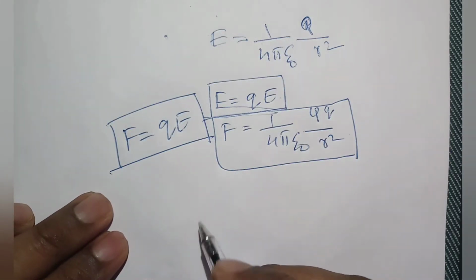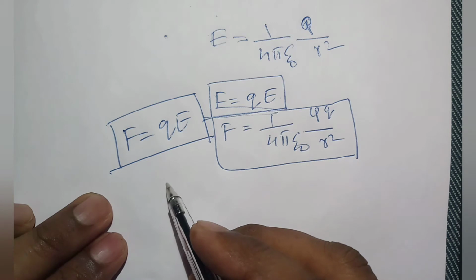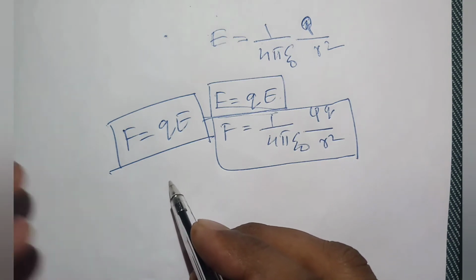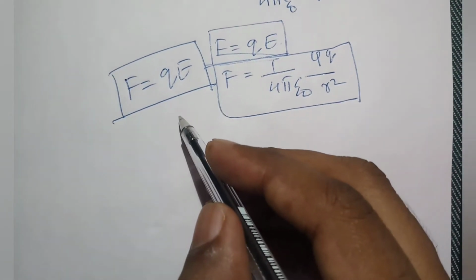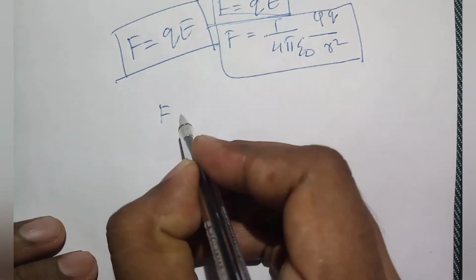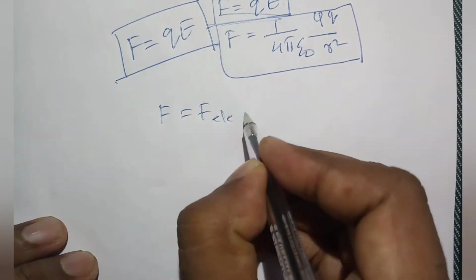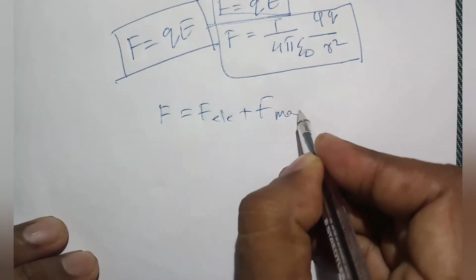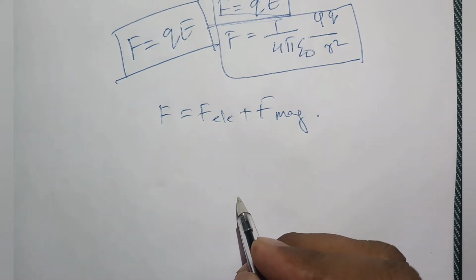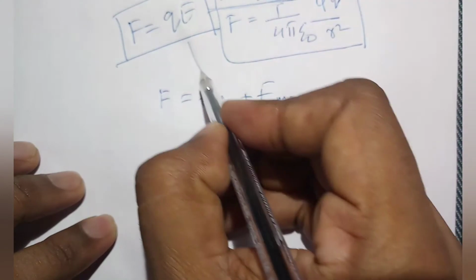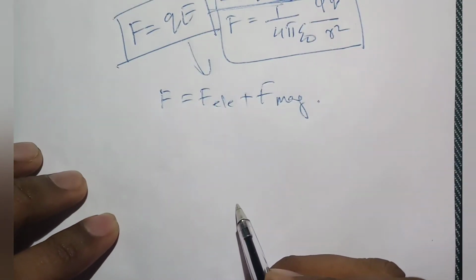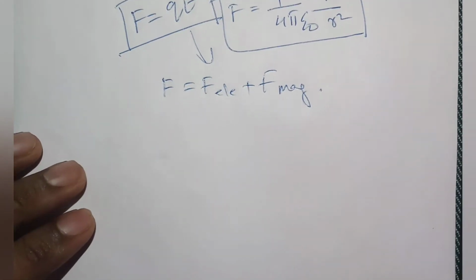Now you see here, this is the case where you have only electric field. Now if you have both electric field and magnetic field, we will have force due to both electric field and magnetic field. That is, the force F is given by F electric plus F magnetic. So due to magnetic field also we have a force, and due to electric field also we have a force. So due to electric field, this is the force, already we know. Due to magnetic field also we have a force.